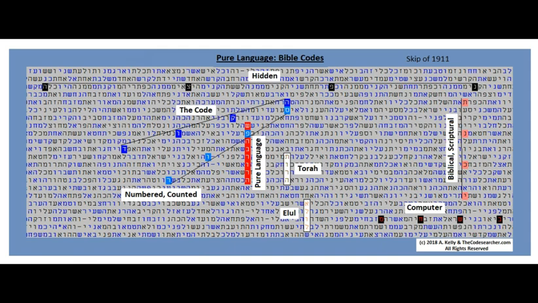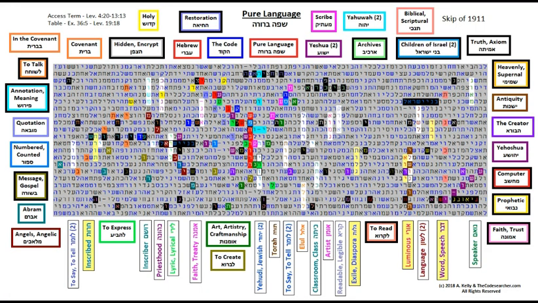Now we'll go back to the whole Bible code matrix. And here's the whole table again. A few words that I think I missed earlier. We have galut here in the yellow and purple, and that's exile or diaspora.